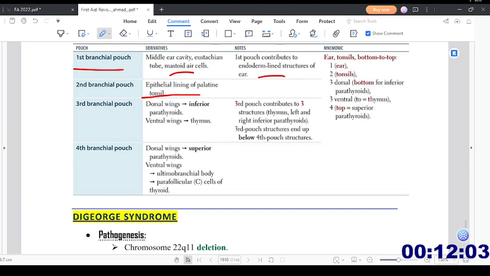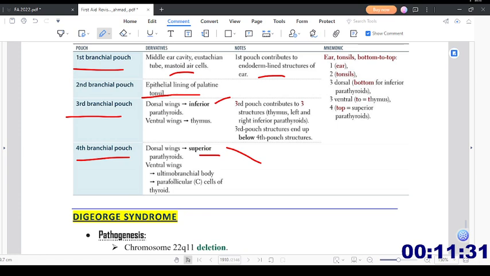Thirdly, the third branchial pouch, dorsal wings will give rise to the inferior parathyroids. That is very important: the inferior parathyroids are coming from the third pouch, while the superior parathyroids are coming from the fourth pouch. They are coming from the dorsal wings, both of them, but the third pouch gives rise to the inferior ones, while the fourth gives rise to the superior parathyroids.